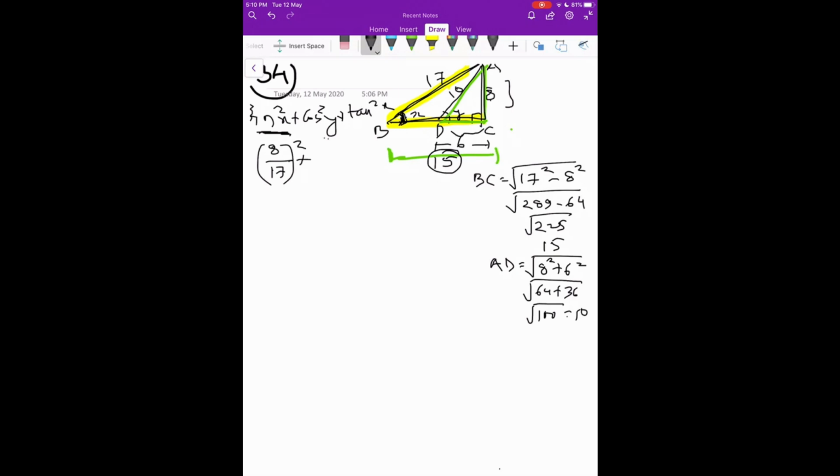Plus cos Y. Y means now I'll go to the small triangle. For the small triangle, base is 6, the lower side DC is base. Base is 6 by hypotenuse, hypotenuse is 10, square. Don't forget the angles are different. One is X, the other one is Y. And finally again X. Tan also is X, and X means bigger triangle. Tan is perpendicular by base. Perpendicular is 8 and base is 15. So it is (8/15) square.